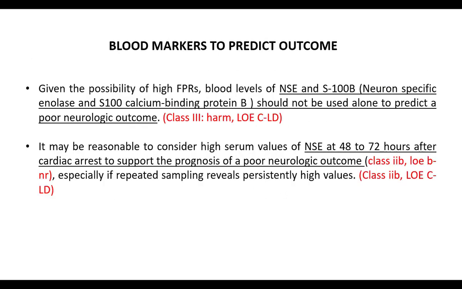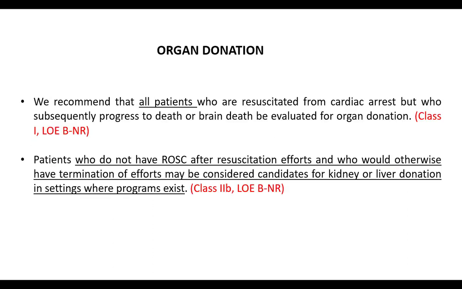Then what about blood markers, which we are looking at? We are trying to search for some more new markers, but some of those have been tried. One is neuron specific enolase and another is S100 calcium binding protein B. These two biomarkers have been found, but their reliability is not much and they come under class 3 recommendation. But at present they say that if they are high after 48 to 72 hours of cardiac arrest, they are a good predictor of poor outcome for any patient who has undergone cardiac arrest.